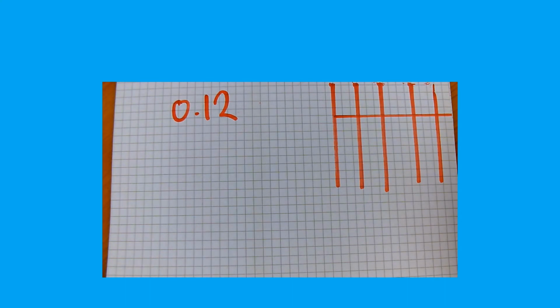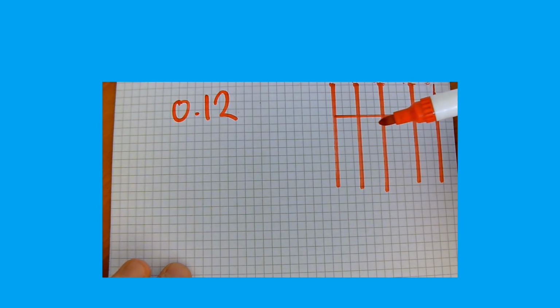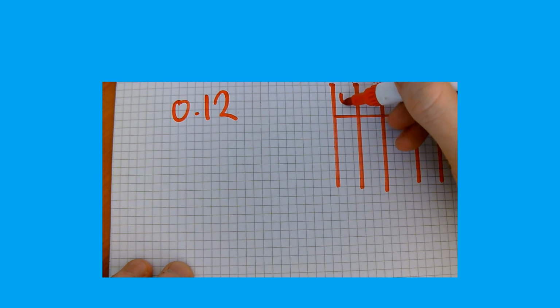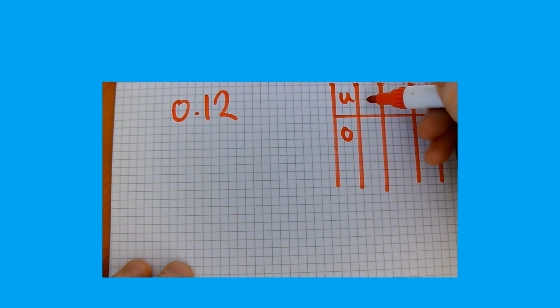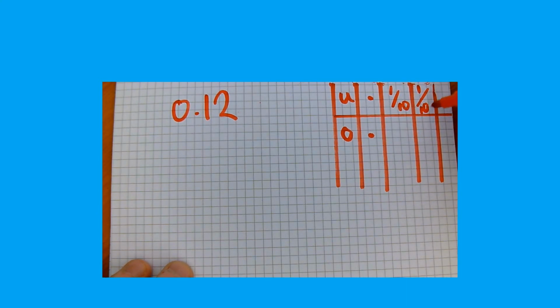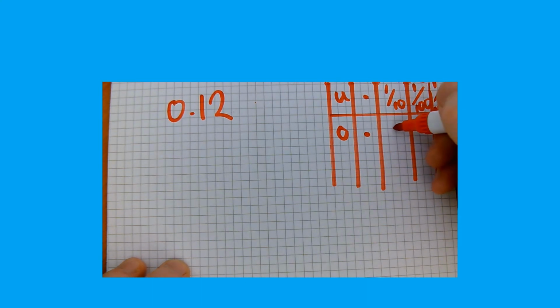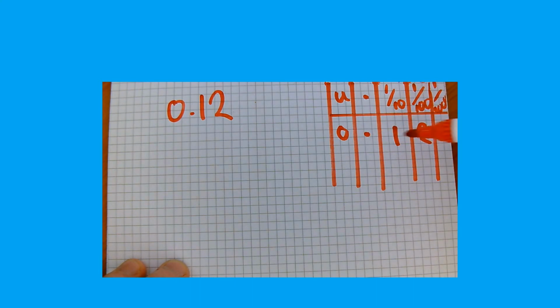So the way to find out the place value of a decimal would be to enter the decimal into our place value chart. So if this is our units column, the 0 would go in there, the decimal point would go in the next one, this one would be tenths, and then hundredths, and then thousandths, and so on. So we enter 0.12, we look at the last digit and we go up to the top, hundredths, so 12 over 100.